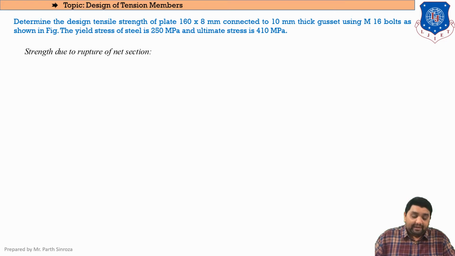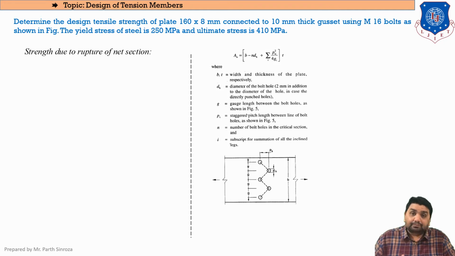So the next thing will be to find the strength due to rupture of net section. Here from page number 33 of your IS code, you have to use this equation to find the net area, that is An. The main equation for TDN is given on page number 32, which we will be seeing further on. But in that case, the first thing will be to find the net area of the connection, that is the net area of our plate. For that we will be referring to page number 33, and we will be using this equation, that is An. As you can see in the figure also, the staggered bolting or zigzag bolting is being mentioned.